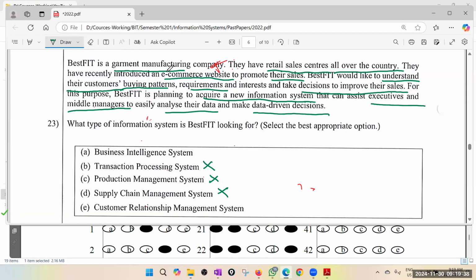So let's again read it. E-commerce website to promote sales. BestFit would understand their customers' buying patterns, requirements, improve their sales. It's more like, for me, a business intelligence system. But some elements of customer relationship management are also there. Improve their sales, acquire new executives and so on. But it is not supporting the customers. It looks like it's more about getting to know the customers and taking decisions, right? So I'll go for it.